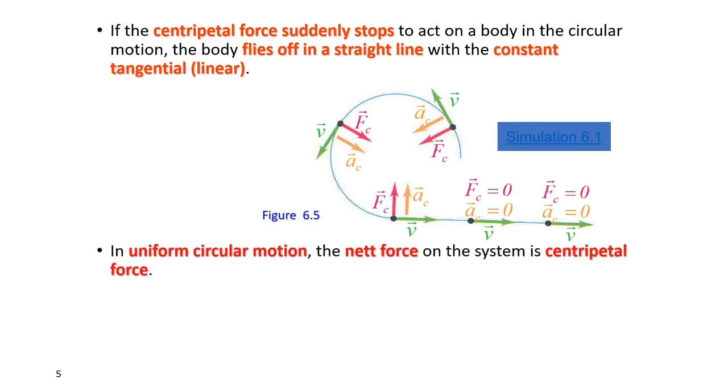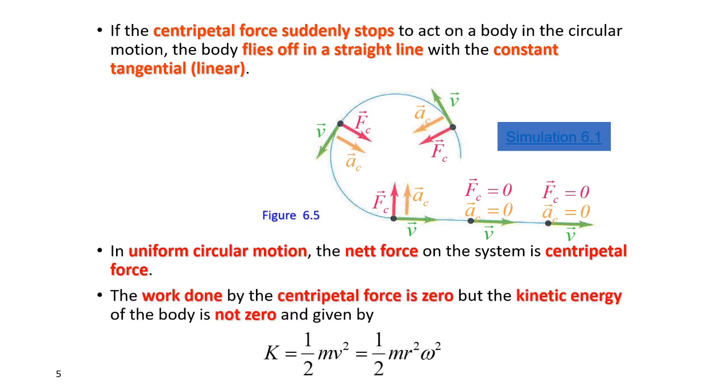In uniform circular motion, the net force on the system is the centripetal force, which equals mv squared over r. The work done by the centripetal force is 0, but the kinetic energy of the body is not 0. It is given by the formula half m r squared omega squared.